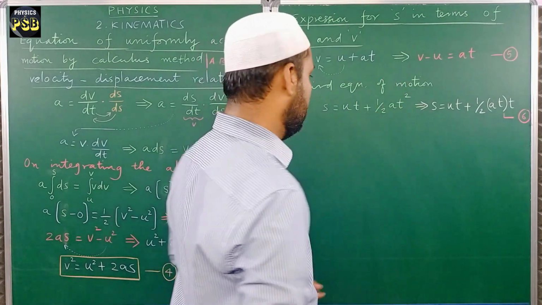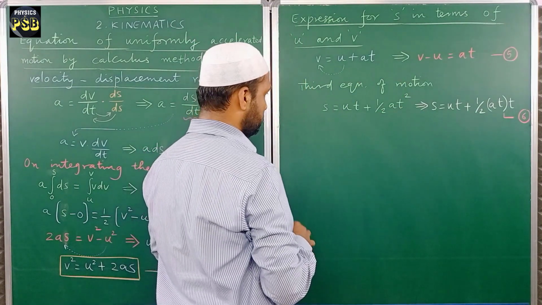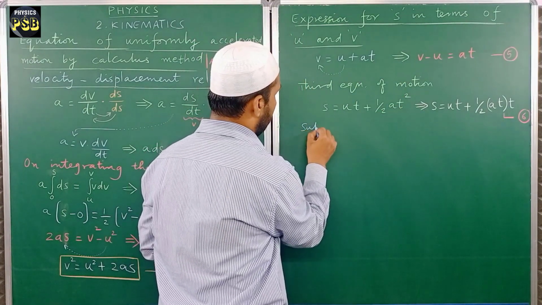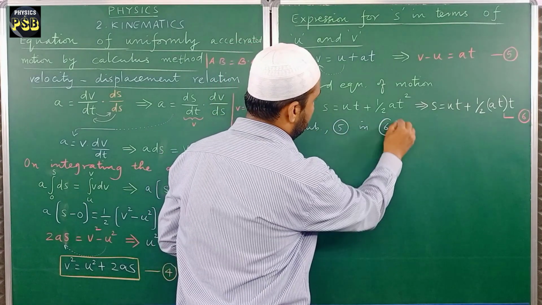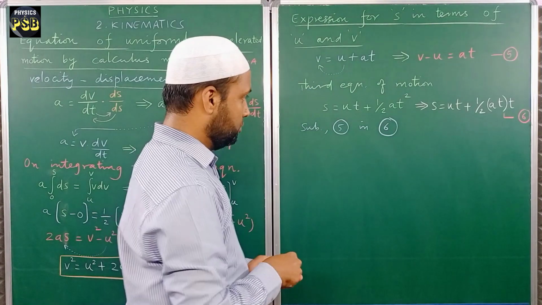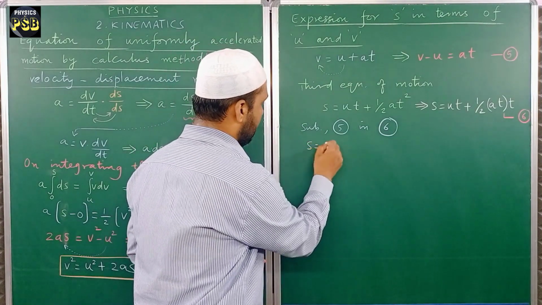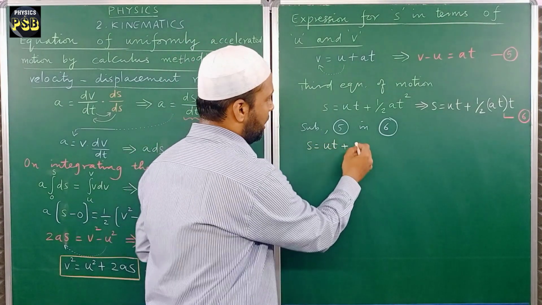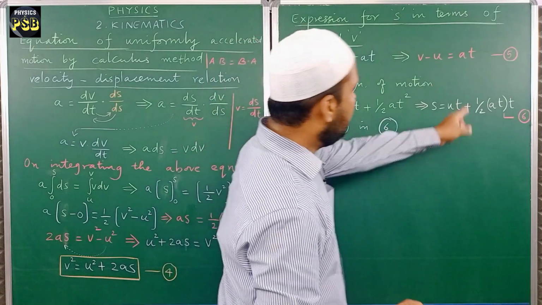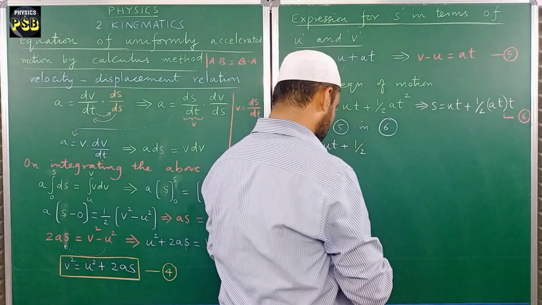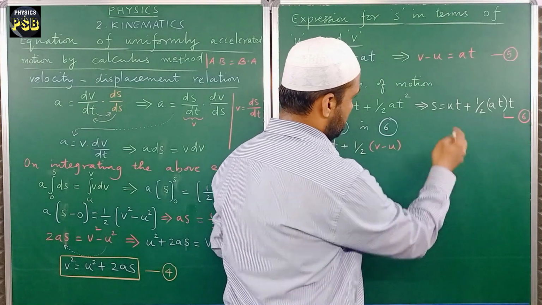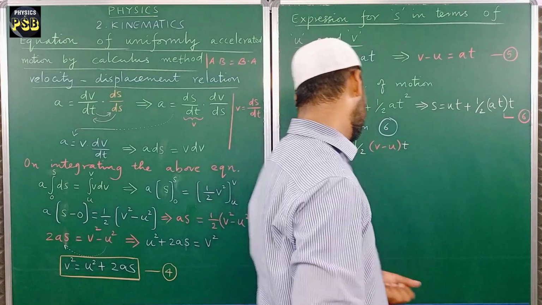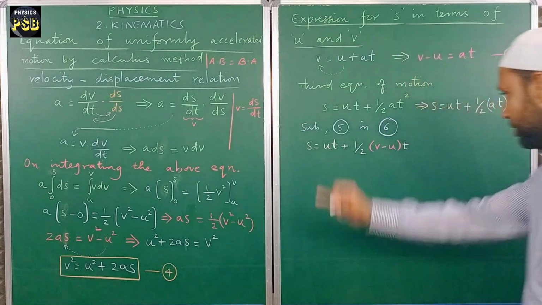Substituting equation 5 in 6, see what happens if I do so. ut plus half at is nothing but (v minus u) t.